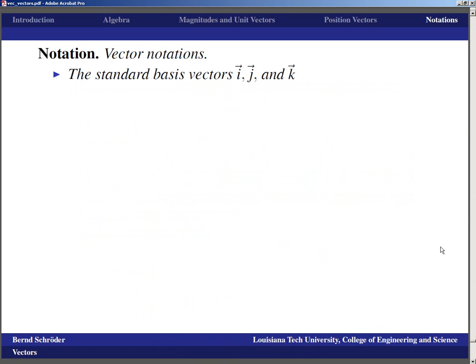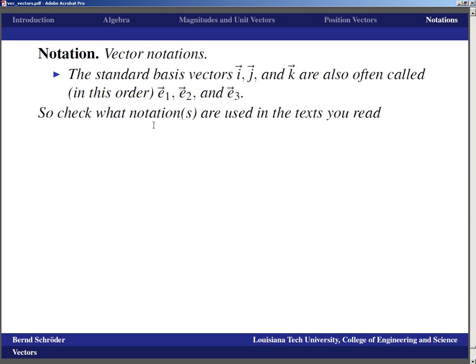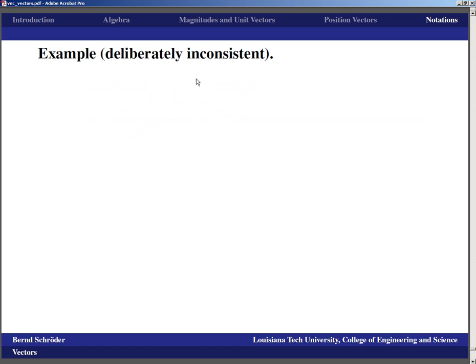The standard basis vectors i, j, k are also often called, in this order, E1, E2, and E3. Not to mention that the components could also have i's, j's, and k's tacked on. They could have E1s, E2s, E3s tacked on. I've seen texts in which these unit vectors are U1, U2, and U3. So basically, as you read a text, check what notation or notations people are using and make friends with those notations in the text you read and in the classes you take, but don't get too attached to those notations and don't put too much stock into them.